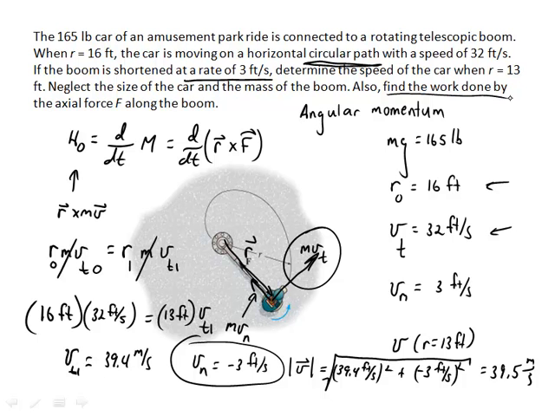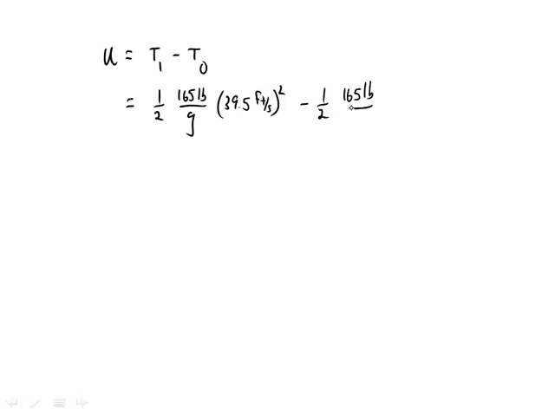Find the work done by the axial force along the boom. Remember, that force is the only force doing work. So let's keep in mind that the most simple definition for work is kinetic energy 2 minus kinetic energy 1. And actually, in my case, the most simple definition for work is T1 minus T0. And so that's going to equal 1/2 times 165 pounds over g times 39.5 feet per second squared, minus 1/2 times 165 pounds over g times 32 feet per second squared.